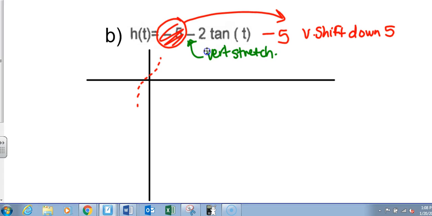If I were to graph tangent of x and 2 tangent of x in the same little zoom trig, you would barely see a difference, okay? It just stretches it up a little bit faster. But the negative here does what? My vertical stretch should really be pointing to the 2, not the negative, because the negative does what?